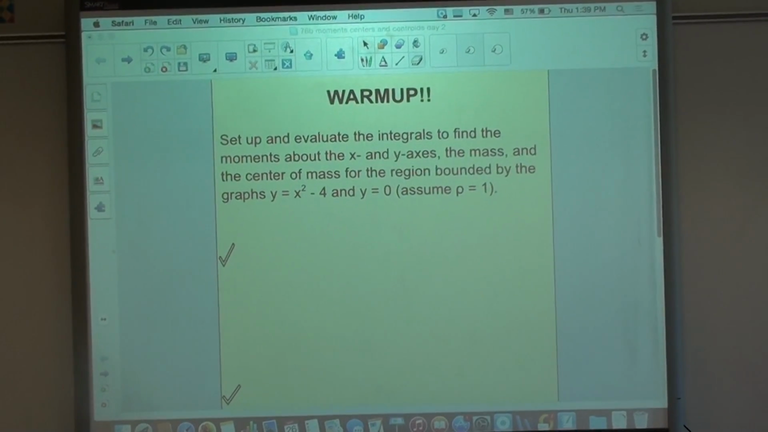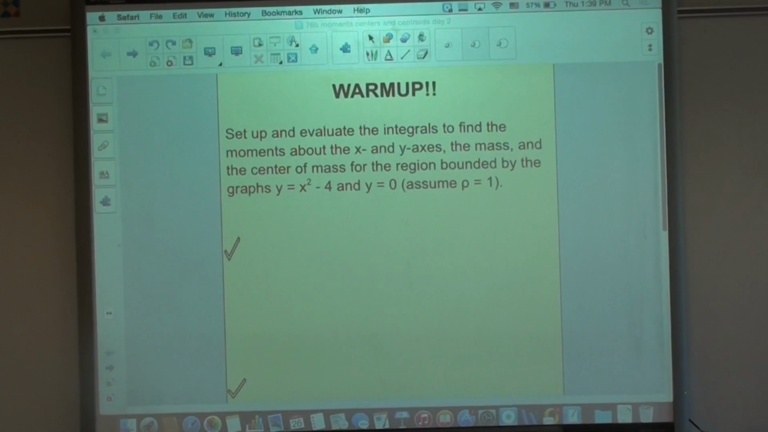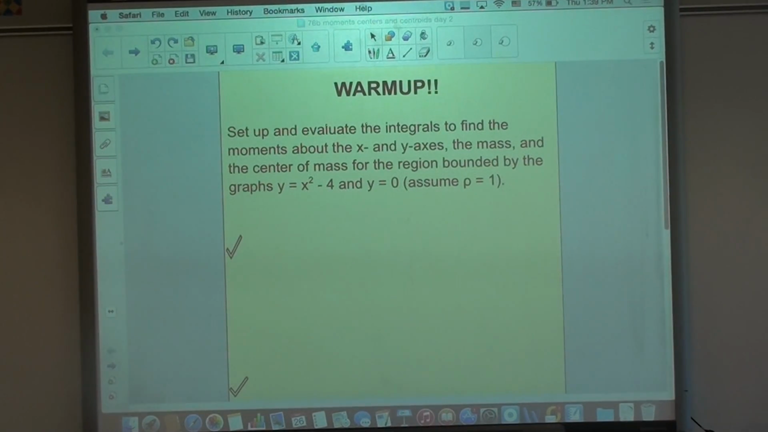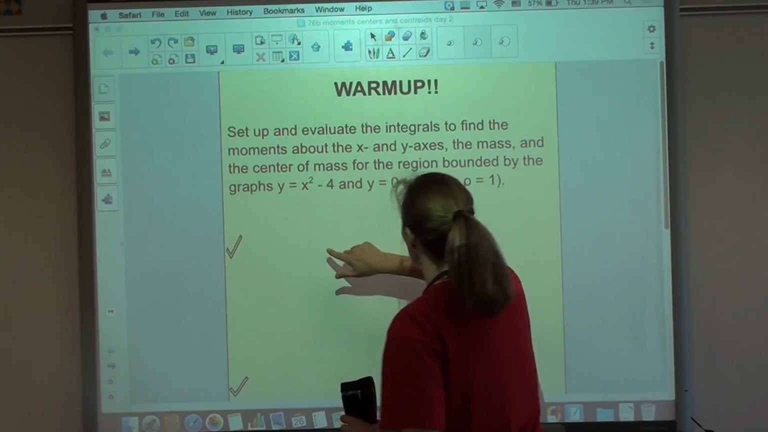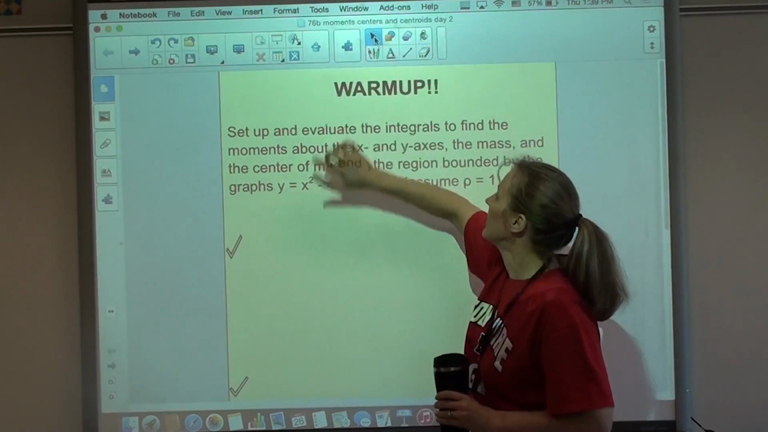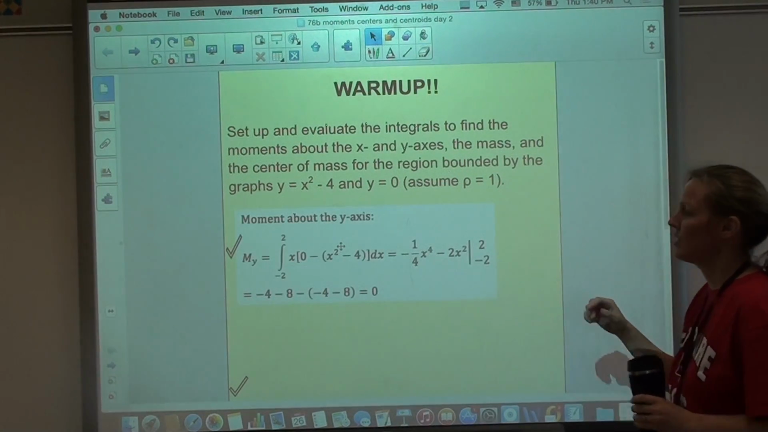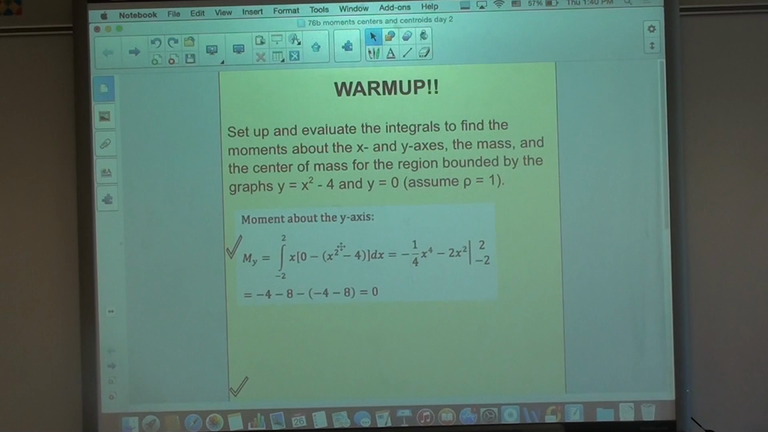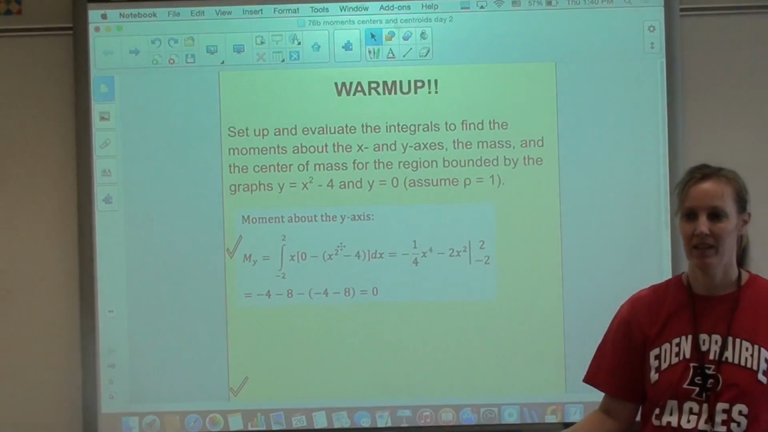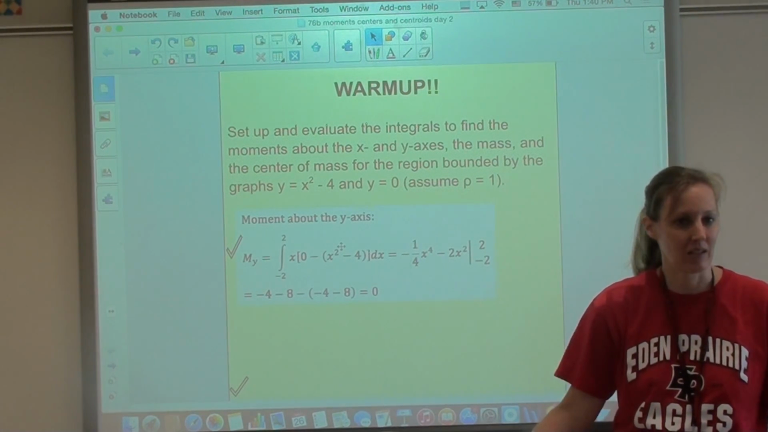There we go. So for the warm-up, traditional x squared minus 4. So, moment about the y-axis. It makes sense that it's 0. Quiet please. Why does it make sense that our horizontal moment is 0? Because it's symmetric about the y-axis, right?